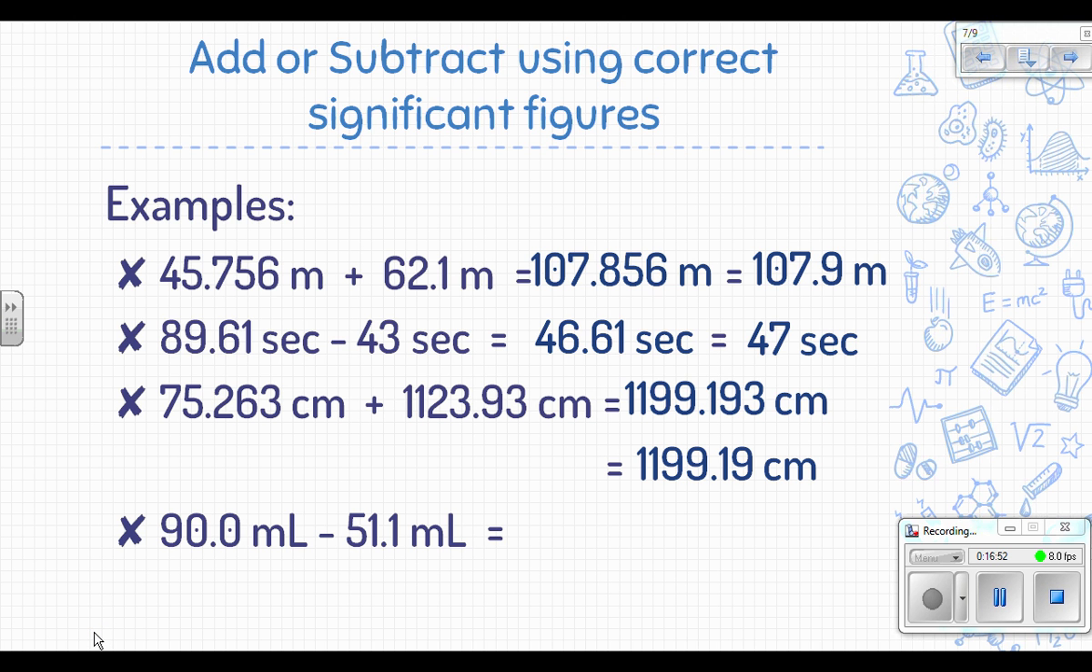1,199.19. And then on 90.0, we have 1 after the decimal. 51.1, we have 1 after the decimal. So when we do our calculation in our calculator, and we subtract these two, we're going to end up with 38.9, because only 1 after the decimal, and that's what we've got. Okay.